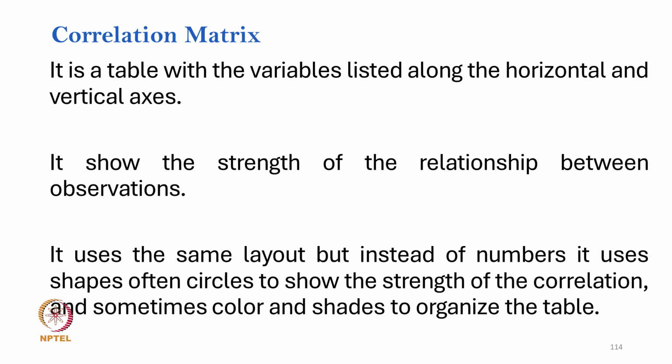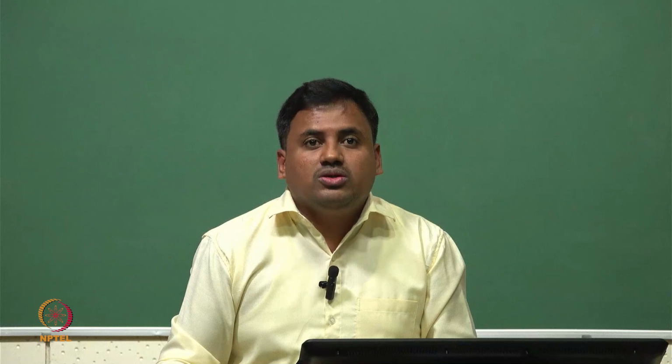The correlation matrix. A correlation matrix is a table with variables listed along the horizontal and vertical axes. The basic correlation matrix is a table with numbers that shows the strength of the relationship between the observations. It uses the same layout, but instead of numbers, it uses shapes, often circles, to show the strength of the correlations, and sometimes colors, and also sets to organize the tables.